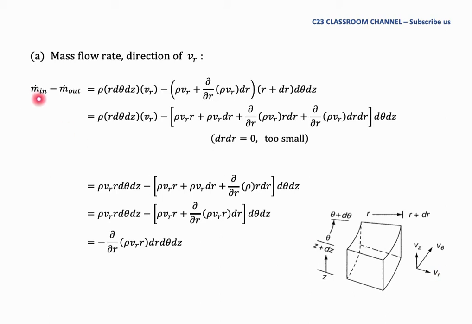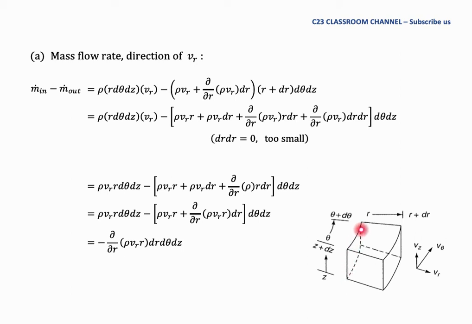For the mass flow rate at the inlet, we can calculate it using the equation rho A V. Rho is the density of the fluid, and A is the cross-sectional area. From this surface, the cross-sectional area is R d theta, the length of this side, times dz, the height of this surface. So R d theta dz is the area of this surface. R d theta is the length, and dz is the height of the surface.